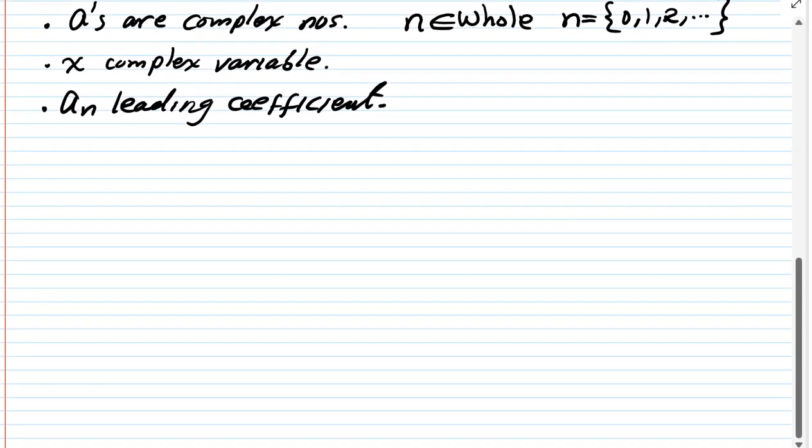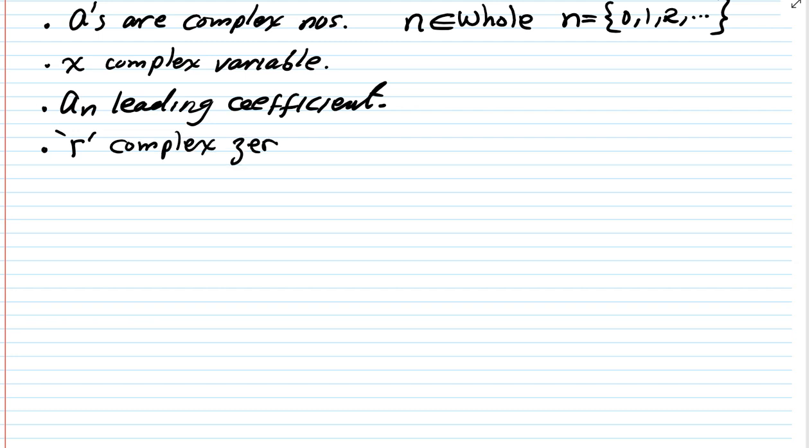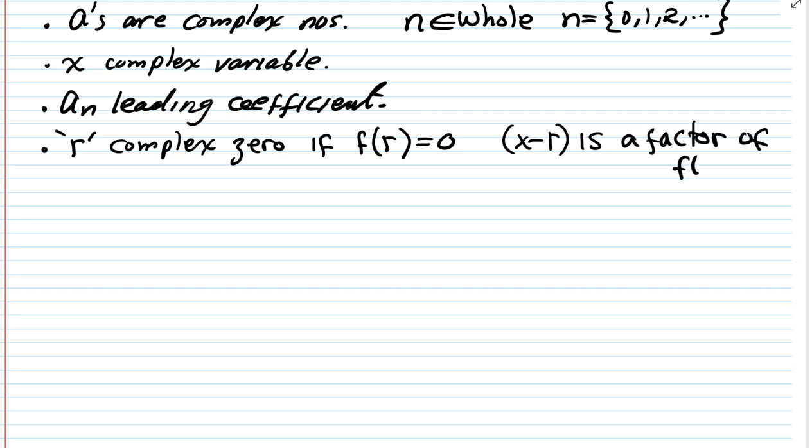Now, r here would be a complex 0. Remember, we talked about r being a real 0. Now, r this time is a complex 0 if in that complex polynomial you plug it in and you get 0, just like before. That means x minus r is a factor, right? Just as before, a factor of f of x.